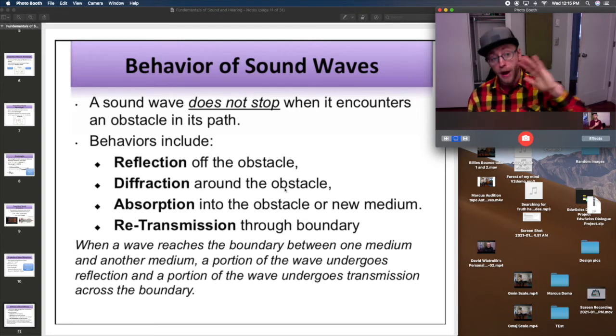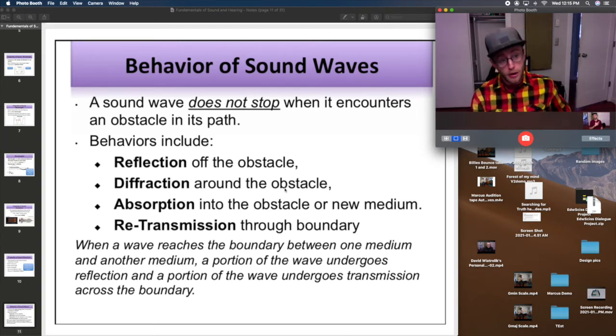So sound bounces off and reflects, much like in pool. When you shoot a ball on a pool table and it hits a bumper, it's going to reflect equal and opposite and come back at you in the opposite direction. Sound does the exact same thing, and that's reflection. Diffraction is basically when sound moves around an obstacle. I might talk directly into my phone here, but you can still hear my voice. It might sound a little different, but the sound is going to work its way around and diffract around that object.